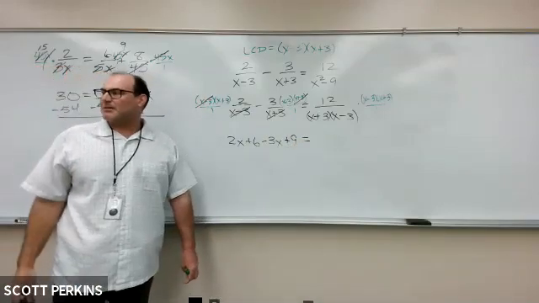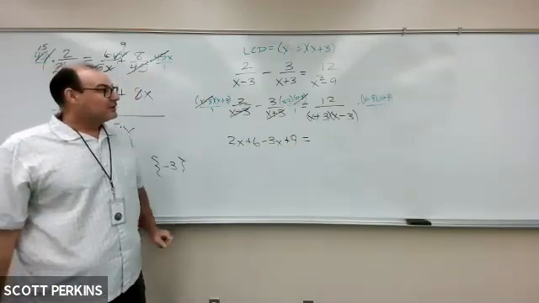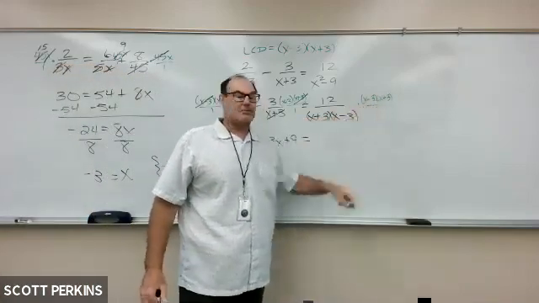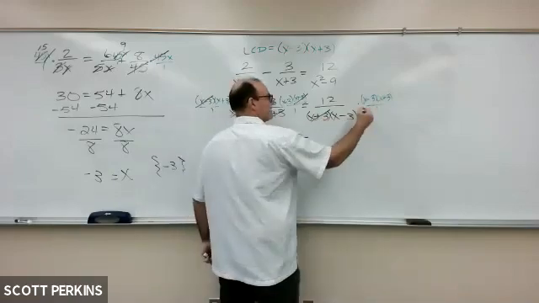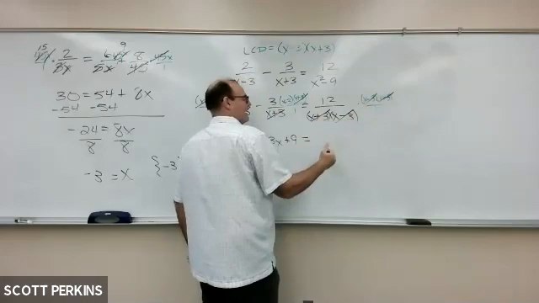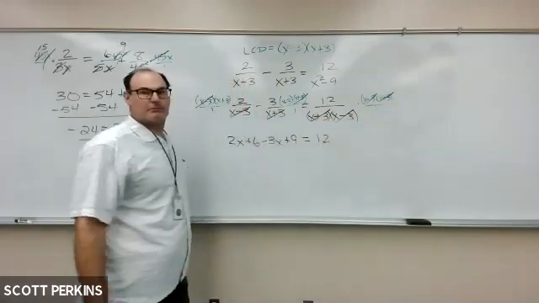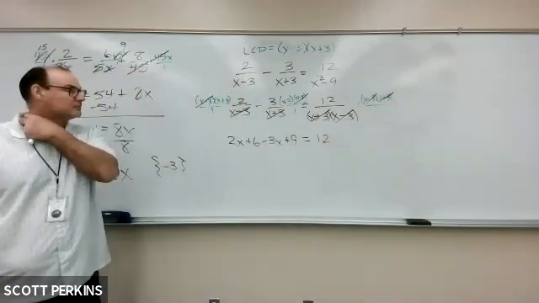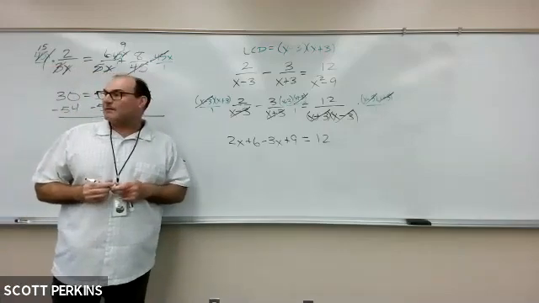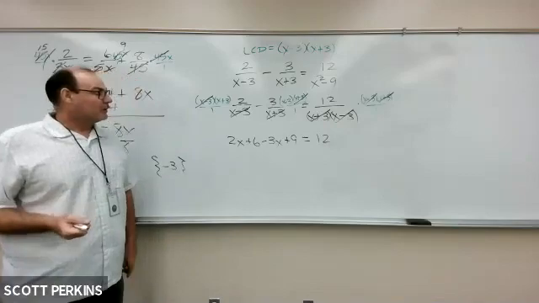On the other side, it's going to be way more satisfying. I've got an x plus 3 and an x minus 3 in the bottom. I've got the same thing that I'm multiplying by. So the good news here is that everything's going to cancel. The x plus 3s go away. The x minus 3s go away. And I'm left with 12. No more fractions. It's what I wanted. It's what makes me happy.